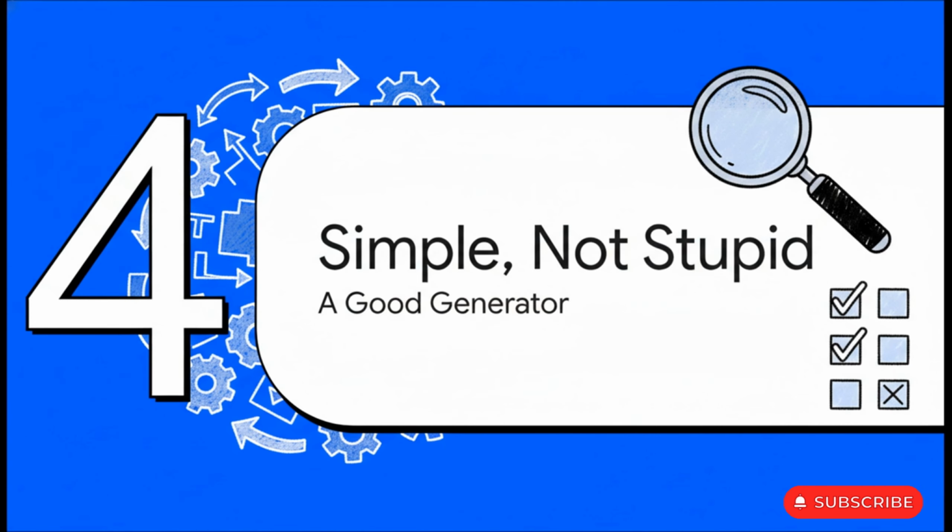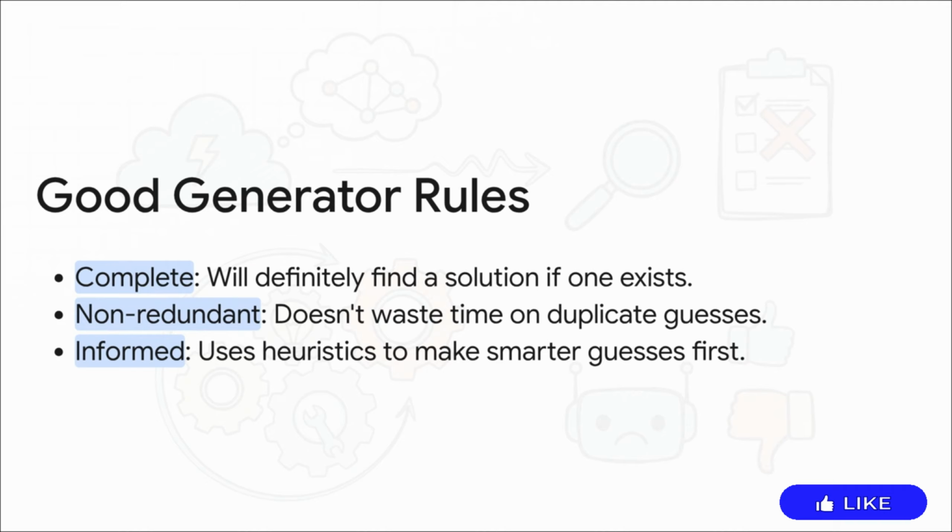Its effectiveness depends entirely on how intelligently we design the generate part of the process. So, what makes a generator truly effective? It really comes down to these three things. First, it has to be complete, which is just a guarantee that if a solution exists, the generator will eventually find it. You won't miss the answer. Second, it needs to be non-redundant. This is just about efficiency. Don't waste time checking the same wrong answer twice. And most importantly, as we just saw, a great generator is informed. It uses those hints, those heuristics, to make smarter guesses first, instead of just guessing randomly in the dark.